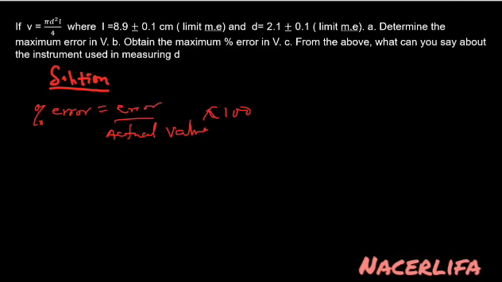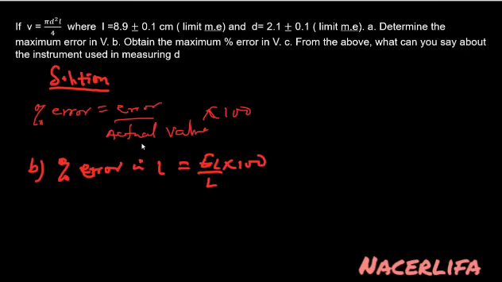So how do we now find the rest? We are solving B now, the maximum percentage error in V. So let us find the percentage error in L. It will be error in L upon L times 100. So error upon actual value times 100.